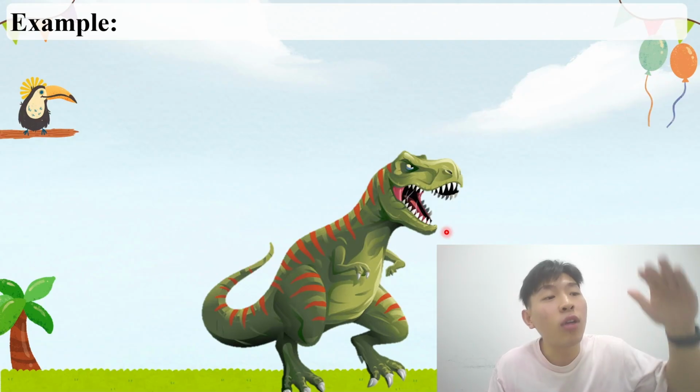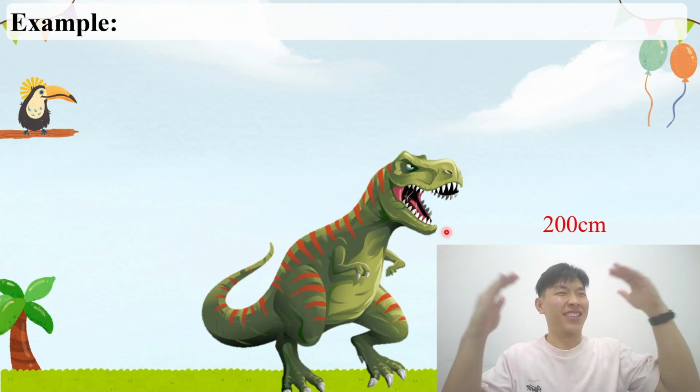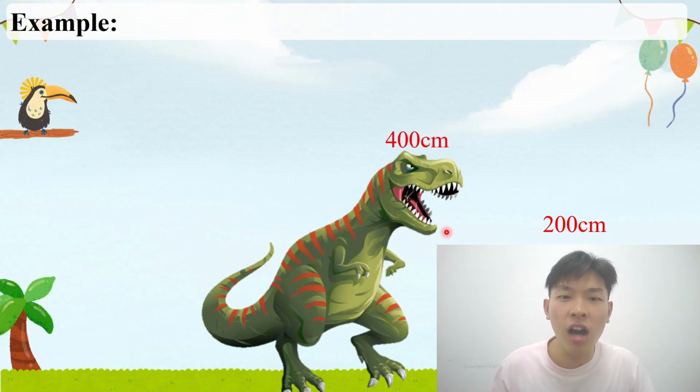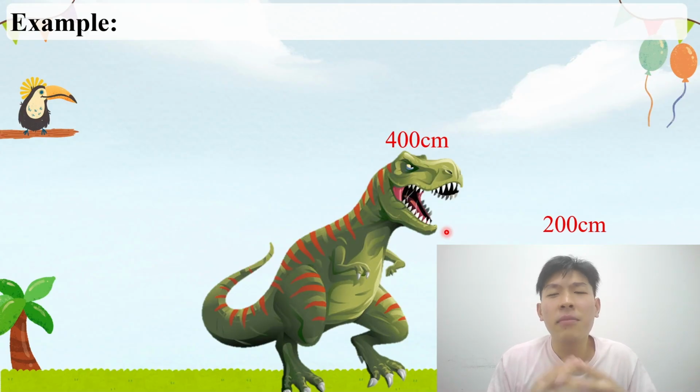Height means how tall someone is. So, let's say I am 200 centimeters. Wow, very tall. And Mr. Dinosaur is 400 centimeters. So tall. So, now we know that Mr. Dinosaur is 400 minus 200, which is 200 centimeters taller than me.